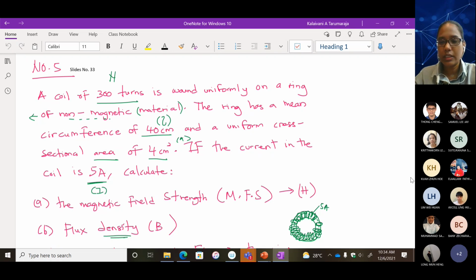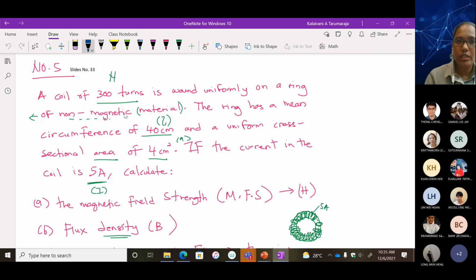In the OneNote, let me read for you. I'm just going to take out the key points that we have here. In terms of the first part, even slide number 33, you may have a look at your slide if you want. A coil of 300 turns is wound uniformly on a ring of non-magnetic material. The key point that we're going to take right now is the 300 turns.